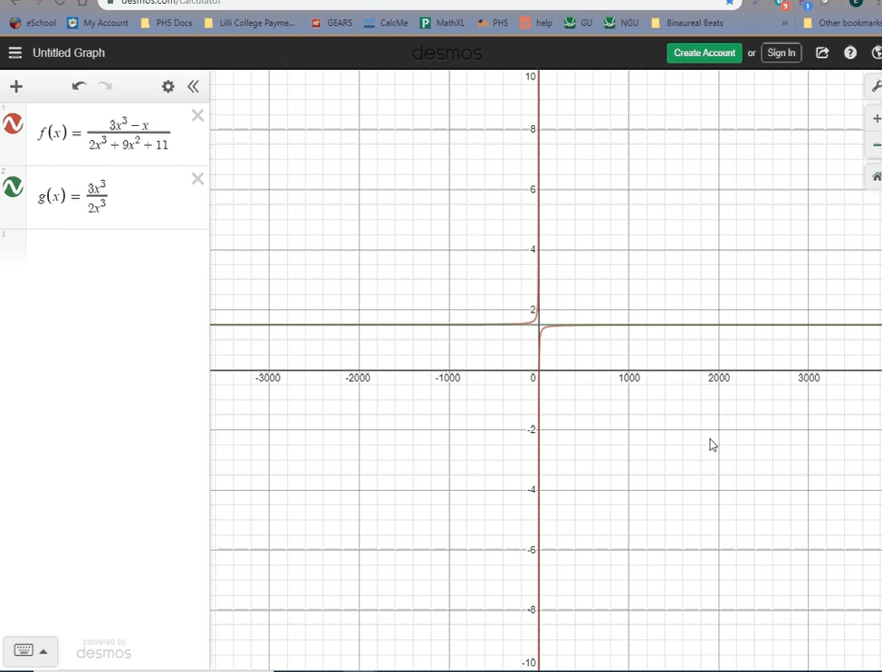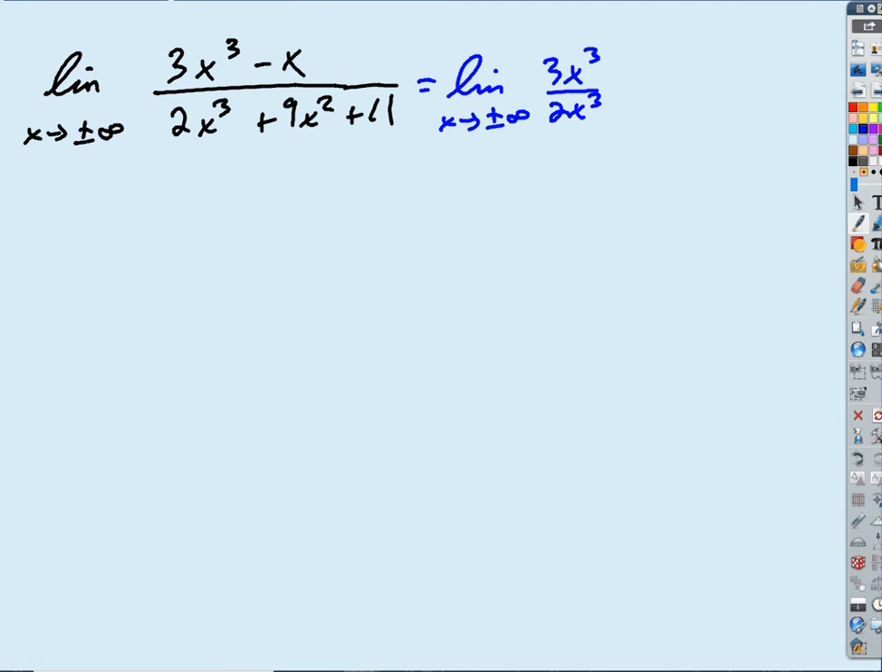And so we can make this statement, the limits as x approaches plus or minus infinity of both of these functions are clearly the same, and that's all we care about. And so that makes this problem easier, doesn't it? Because algebraically, what can I do now? Cancel the x cubes. My answer is 3 over 2, right? Okay, just another approach to that.